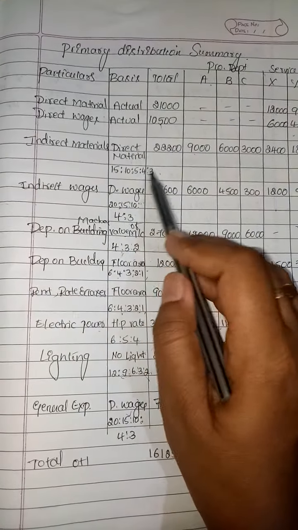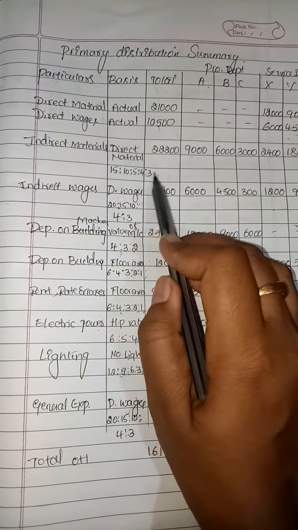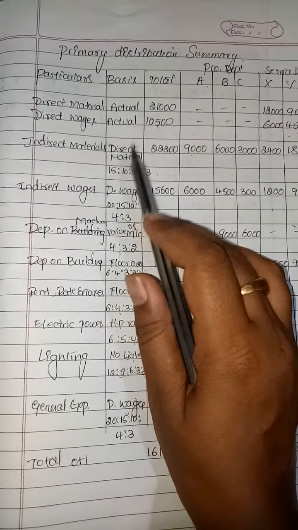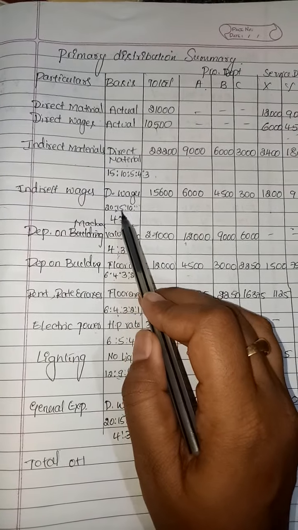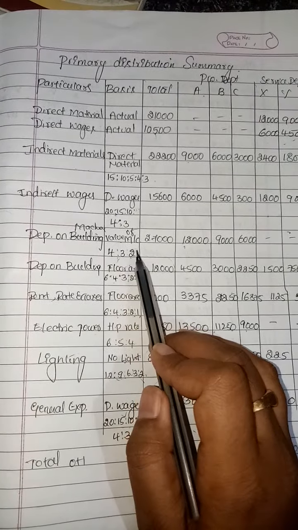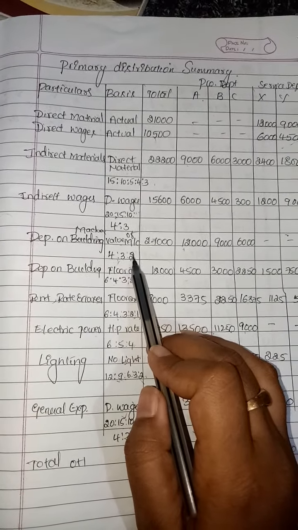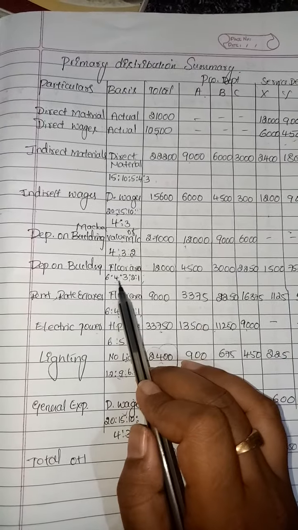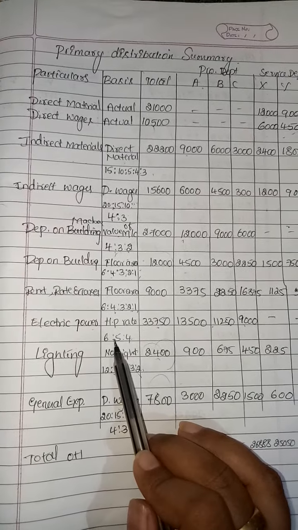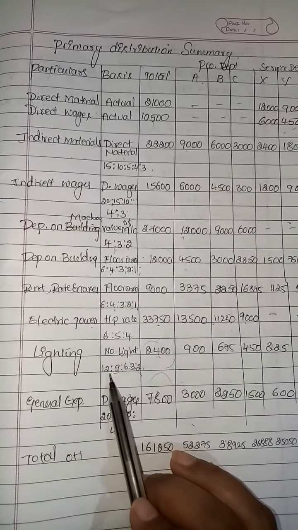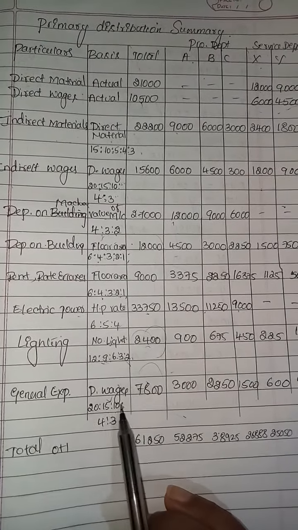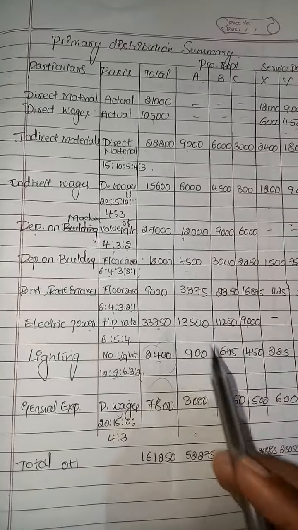As we told in the beginning, the basis ratio values should be simplified. You will get the ratio 15:10:5:4:3 for direct material. Direct wages 20:15:10:4:3. Value of machinery 4:3:2, because it is mentioned for the production departments only. Floor area 6:4:3:2:1. HP rate of the machine 6:5:4. Number of light points 12:9:6:3:2. And direct wages 20:15:10:4:3. These are all the ratios.